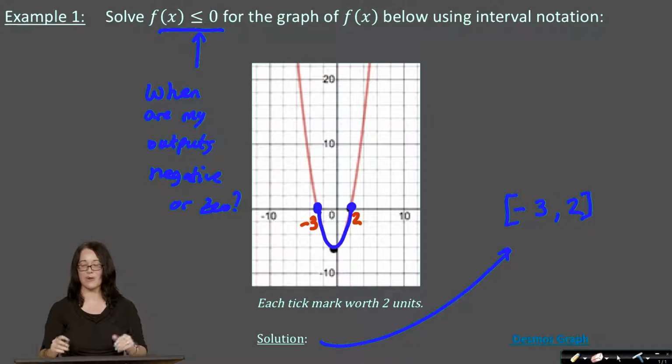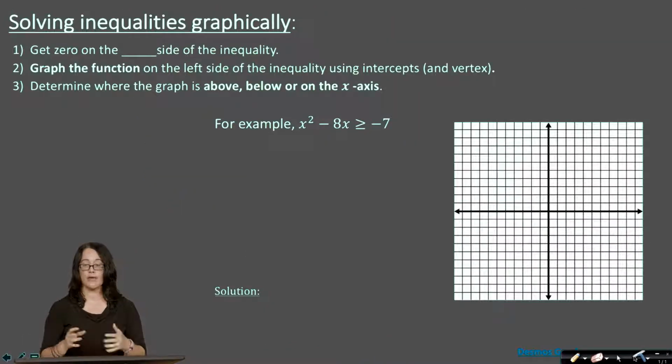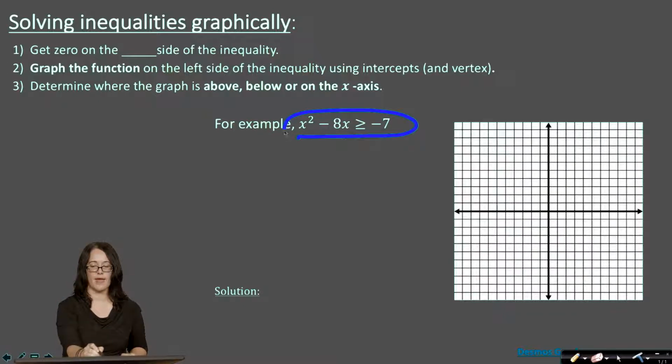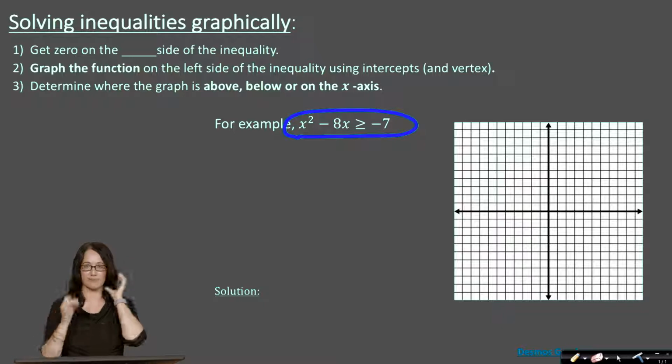Okay. So let's go to our next slide where we summarize everything and then look at not the graphs, but the inequality itself. Here we go. Solving inequalities graphically can be done in this nice 3-step process. So if you like steps, I'm all about them. Suppose we're given an inequality like x squared minus 8x is greater than or equal to -7. To begin, the first thing we want to do is figure out the function so that we can graph it and then answer the question of when we're above or below the x-axis.